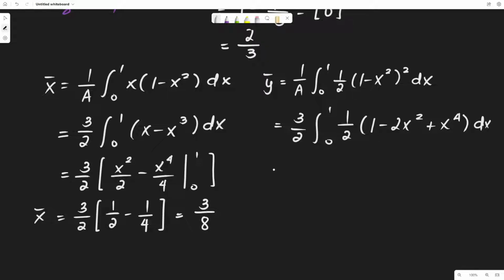dx. So we have 3 over 4. No, let's get the integral of the polynomial. So we have x minus 2x cubed over 3 plus x to the fifth over 5, evaluated from 0 to 1.